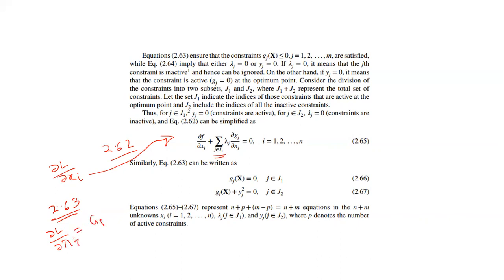which is basically the partial derivative of L with respect to lambda j, which is nothing but g_j(x), and which can now be divided into two segments. One segment is subjected to J1, where J1 is a subset of J, and this is the active one, and the other one is the inactive one.